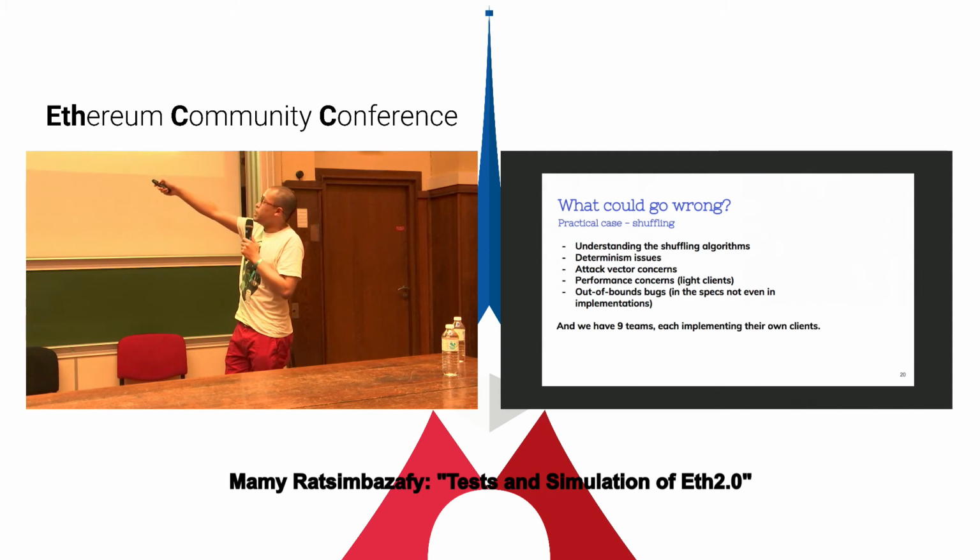So this is a recap of what we had. Determinism issues, attack vector concerns, performance concerns, and out-of-bounds bugs. And every team, we have 9, is implementing their own client. So we have 9 times the potential for bugs.